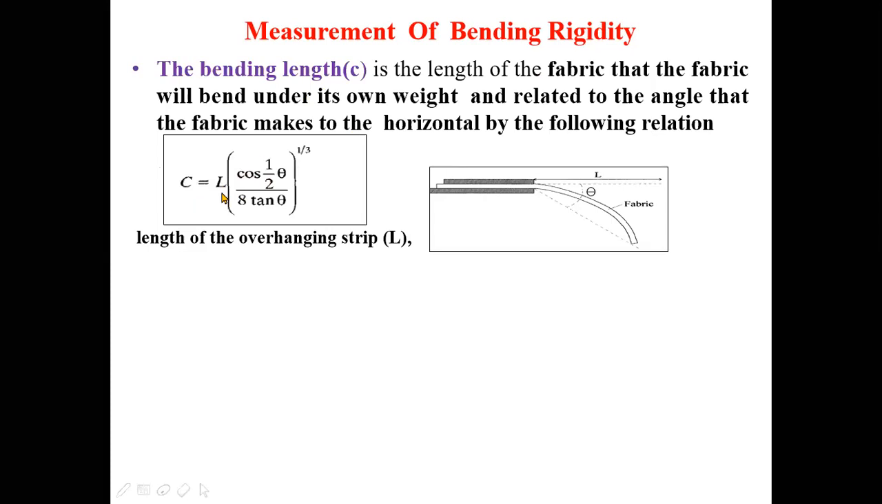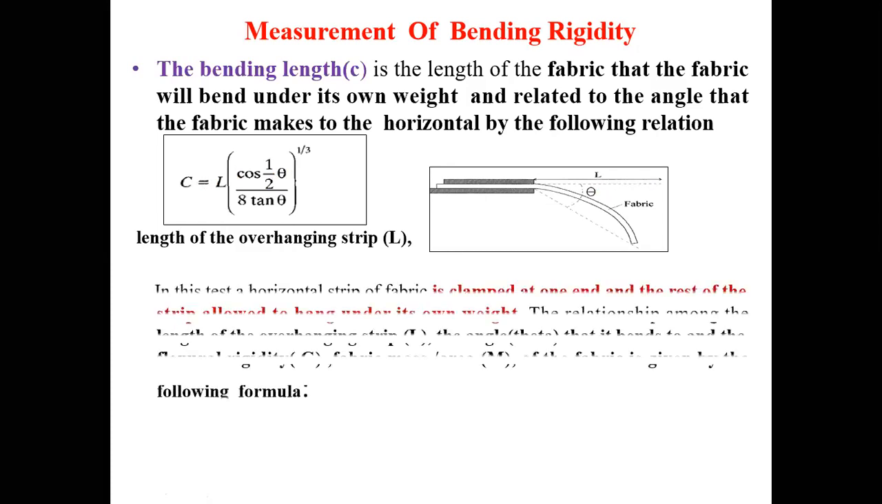Now, what is the bending length? Bending length is the length of the fabric which is bent under its own weight up to making a certain angle. And what is L? Here L is the hanging length. This is the angle. This L is the overhanging length. And C and L are related to each other by this function: C = L * (cos(θ/2) / (8 tan θ))^(1/3).